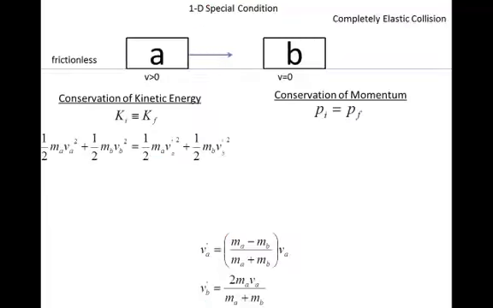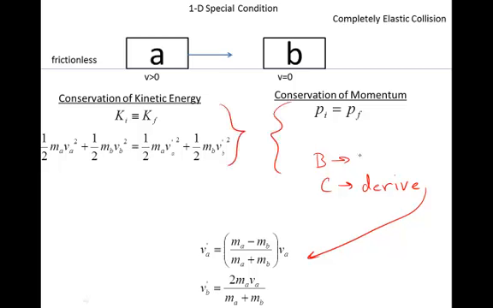All right, now there's a special condition that we need to be familiar with. Physics B students just need to be able to set this up, but Physics C students need to be able to actually derive it. So Physics C students, you need to derive these equations from these starting conditions. Physics B students, all you need to do is set these up and memorize these equations. All right? So here's this one-dimensional special condition.